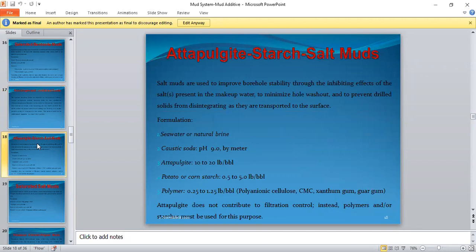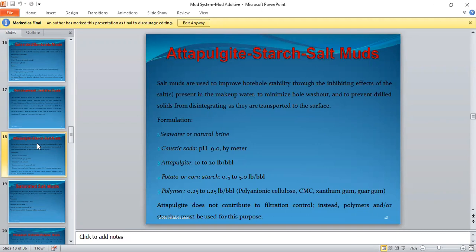Attapulgite, starch, salt mud. Some of these systems are still in use, while some are not. In Nigeria, you may not come across them. But when you go to the Middle East, some areas in America, you will see them, especially in land drilling operations. Salt muds are used to improve borehole stability through the inhibiting effect of the salt.